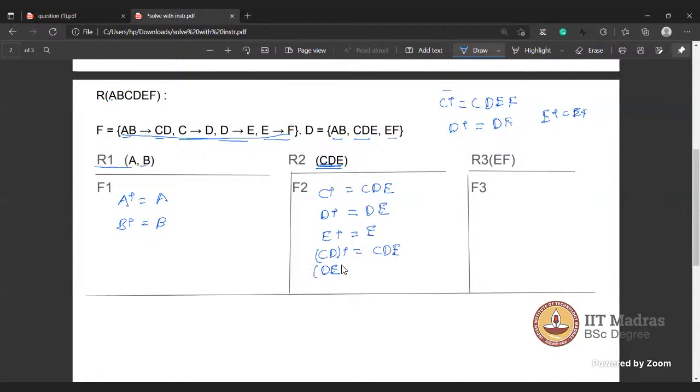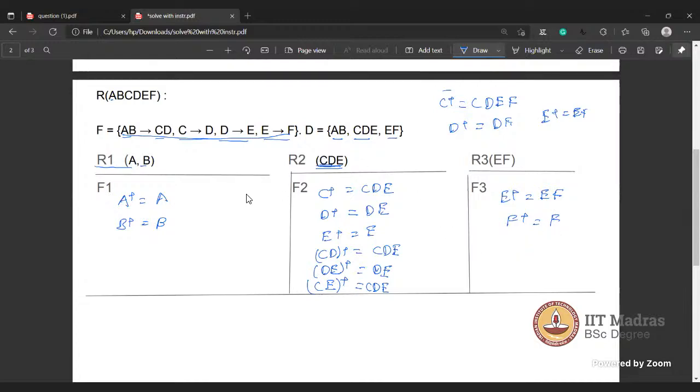Okay. And what will be the DE closure? D. Okay. Then you have to also take C. So what will be the C closure? C, D, E. Okay. Then you have to take an E closure. So what will be the E closure? E and F. And what will be the F closure? F. Okay.